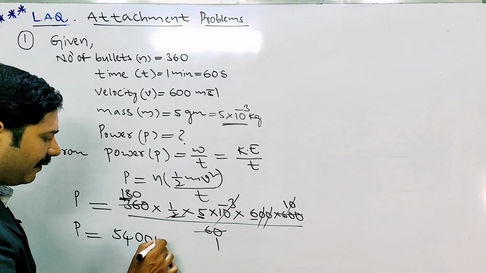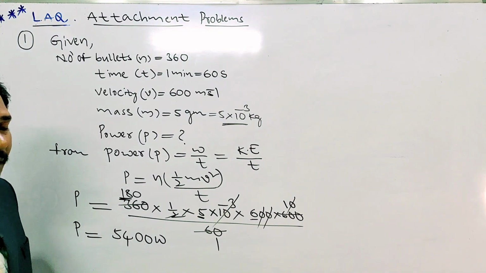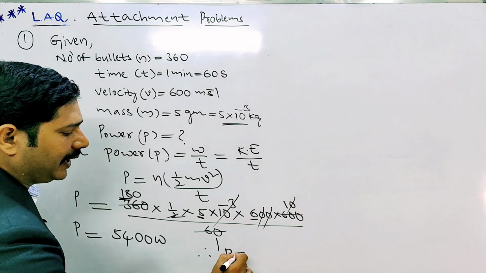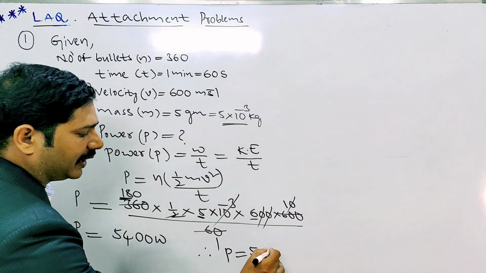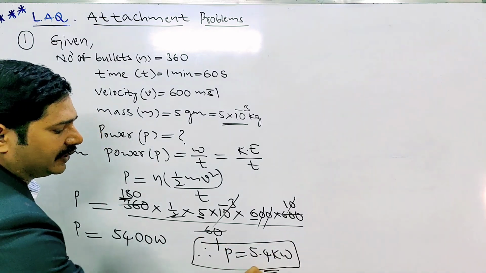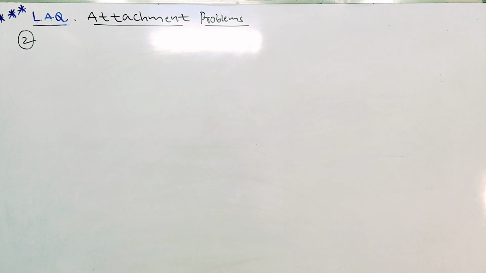5400, power units are what? Watts. So this one we can write in kilowatts also. Therefore power P equal to 5.4 kilowatts we can write. So this is the final answer. Next question you can take.